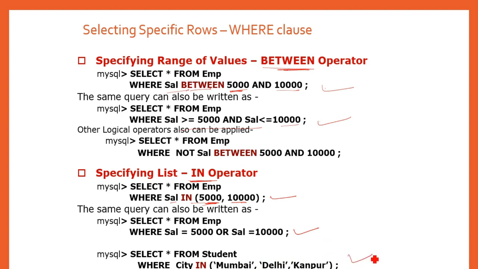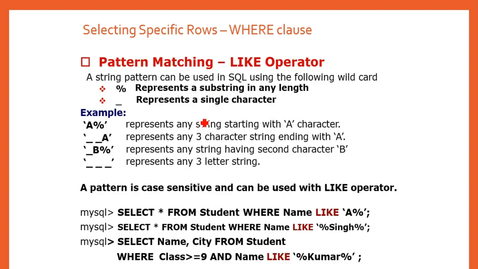Let's see the next. Matching with the pattern, that is how to write a query based on a pattern. So for the pattern we have to use the LIKE operator. While using the LIKE operator we have to use two wildcard characters. These are called wildcard characters. One wildcard character is the percent sign and the second wildcard character is underscore.